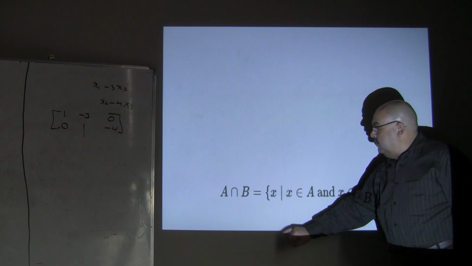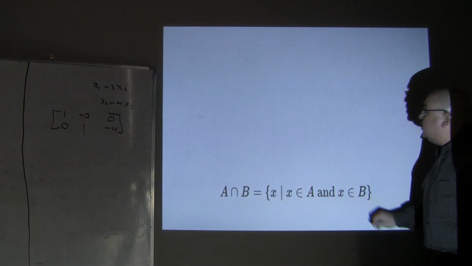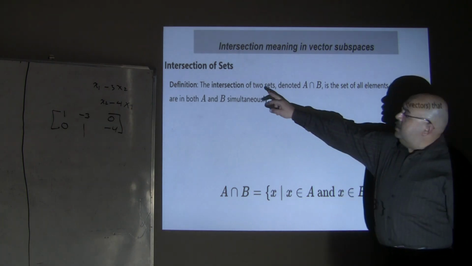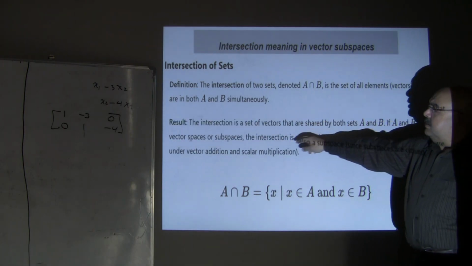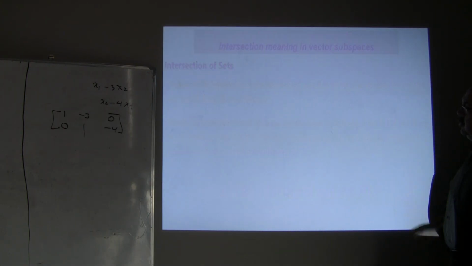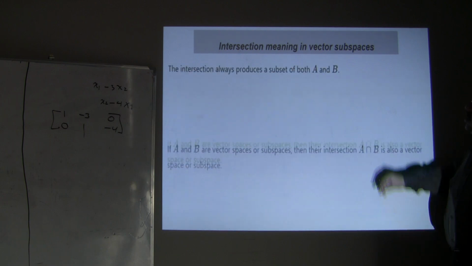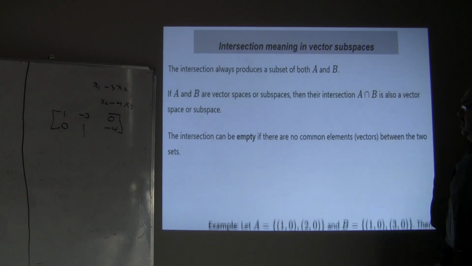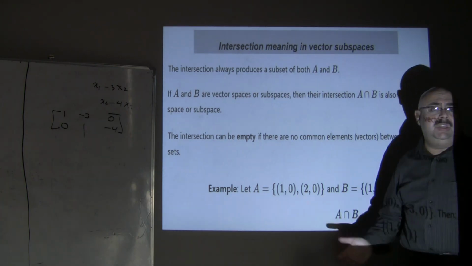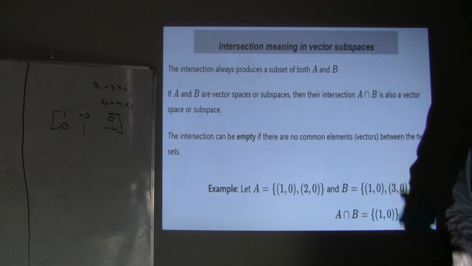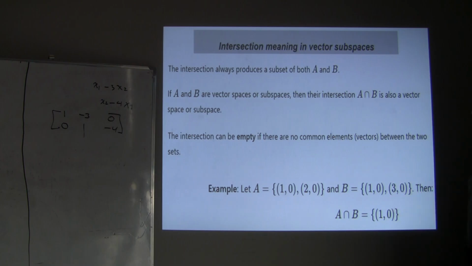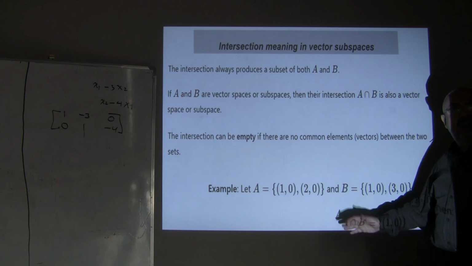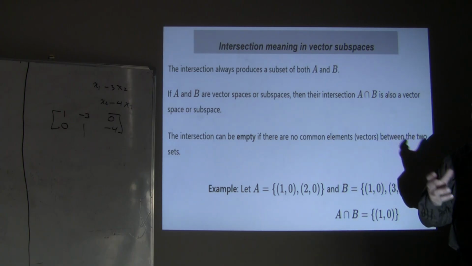x in A intersection B means x such that x belongs to A and x belongs to B. The intersection of two sets is the set of vector elements that are in both A and B. These are the intersection of A and B, the vectors shared by both groups. Of course, these slides are shared with you so you can read them. I don't want to lose time reading them with you. You can go through them. But for a quick example, if I have (1, 0) and (2, 0), and (1, 0) and (3, 0), the intersection between these two subvector spaces will be (1, 0). That's an example just to refresh your information about the intersection.